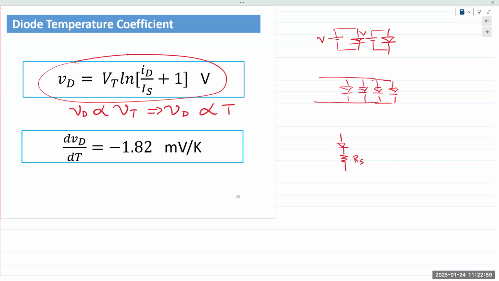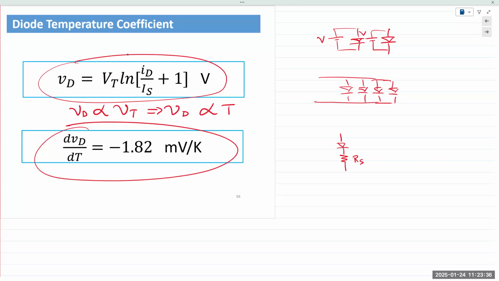And so if we plot or take the change in diode voltage as a function of the temperature, it is very well defined. It comes out to be minus 1.82 millivolts per Kelvin. Okay. And so for those of you who were in my lab, we did a third procedure. The third procedure in the lab was the simulation of the diode voltage as a function of increasing temperature.